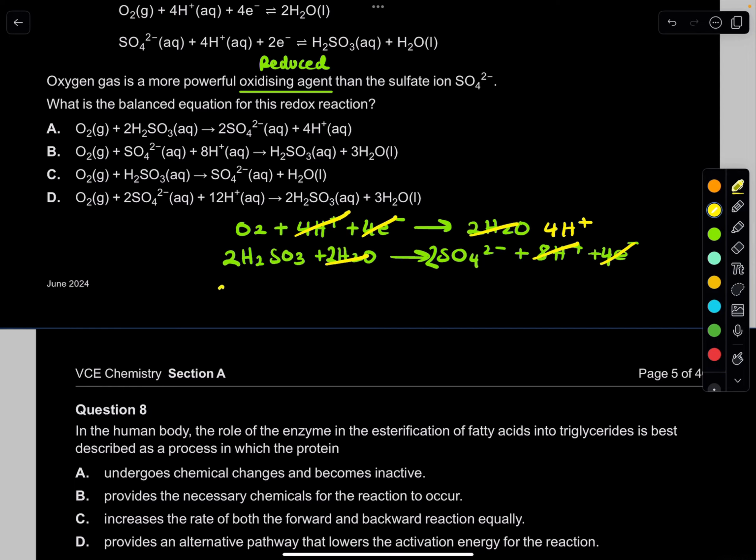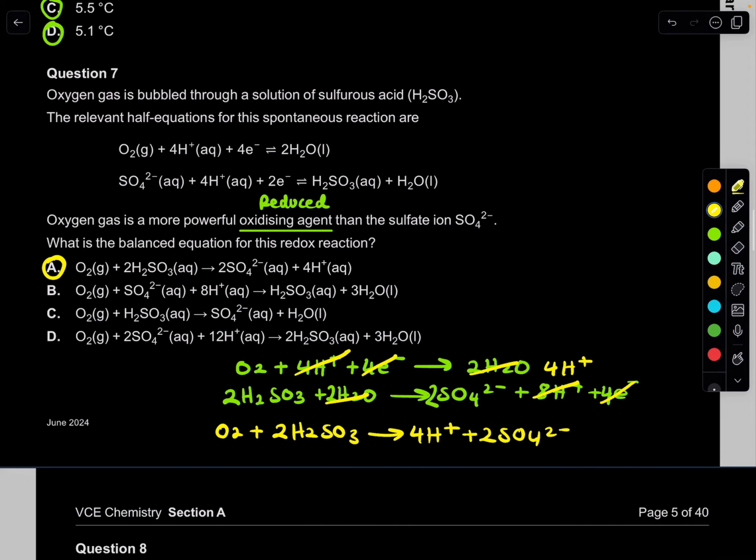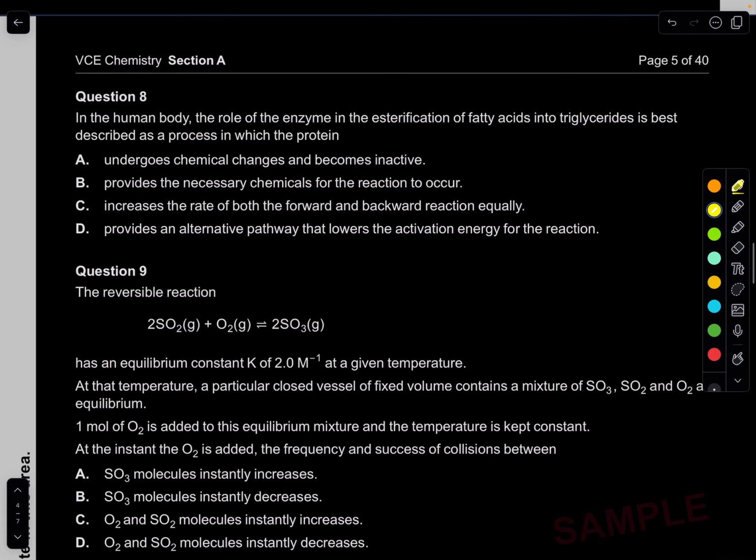So rewriting this whole thing: O2 plus 2H2SO3 results in 4H+ plus 2SO4 2-. Done. Which one looks like that? It looks like A. So yeah, 7A. Beautiful.